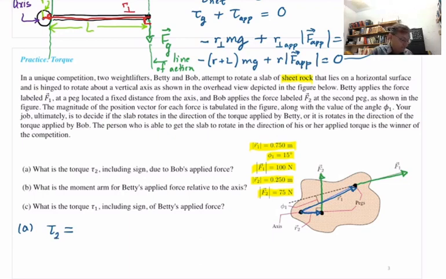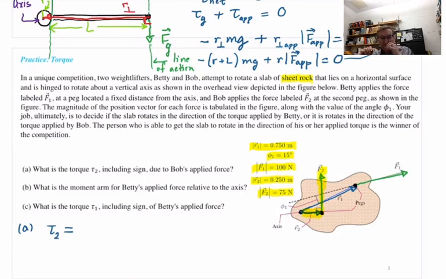All right. Now, completely ignore F1 and everything to do with it right now. Look just at F2 and R2. Okay, see them in the picture? F2 here pulling this way, and R2 from the axis out to that peg where F2 acts.